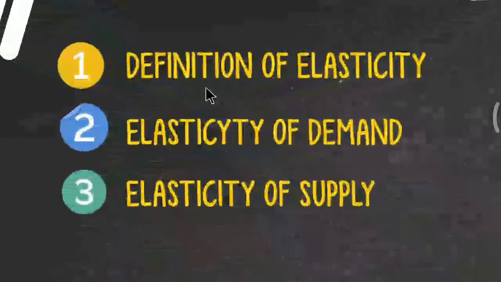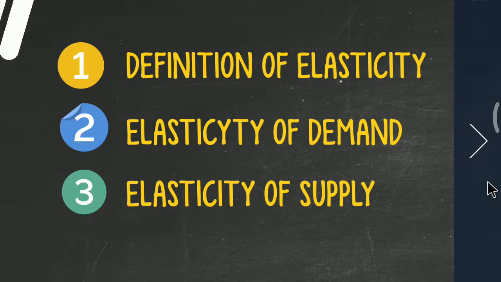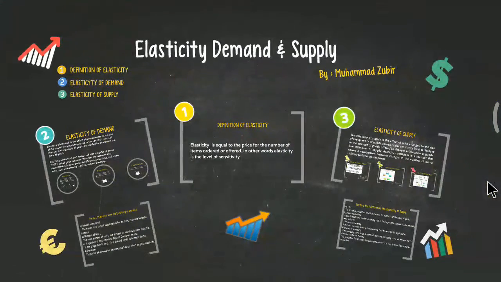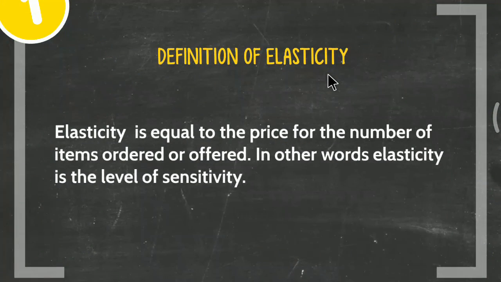The first one is the definition of elasticity, the second one is elasticity of demand, and the third one is elasticity of supply. Now we go to the definition of elasticity. Elasticity is equal to the price for the number of items ordered or offered. In other words, elasticity is the level of sensitivity.